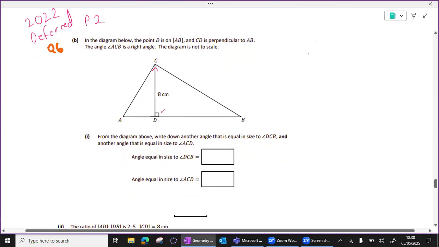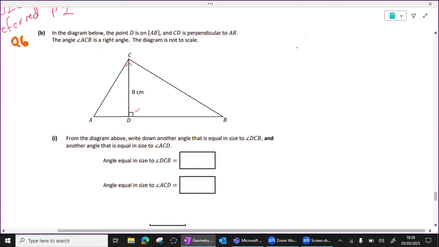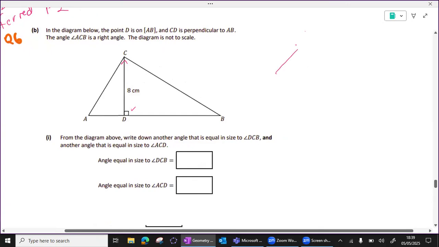From the diagram above, write down another angle that is equal in size to the angle DCB and another angle that is equal in size to ACD. So there's a suggestion here that we need to break up this diagram into its separate pieces, really. So I'm just going to draw the overall one first. So for example, ACB, that's 90. Now, if I do a little dot there and a little arc here, we can then kind of piece that together with some of the other diagrams.